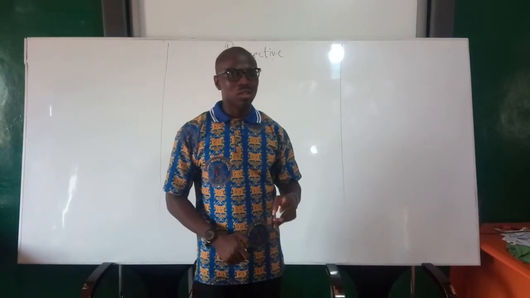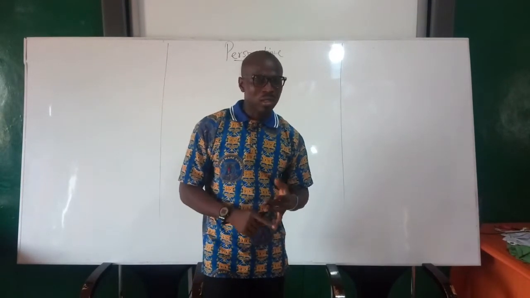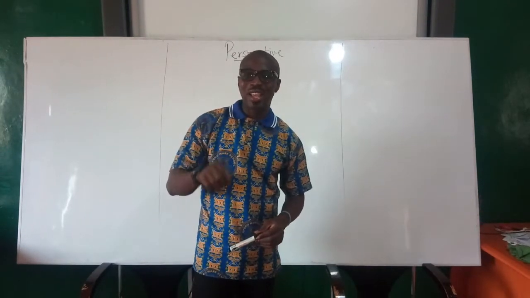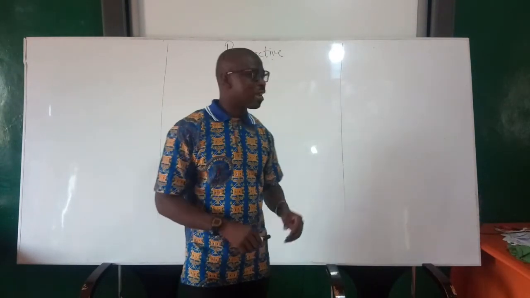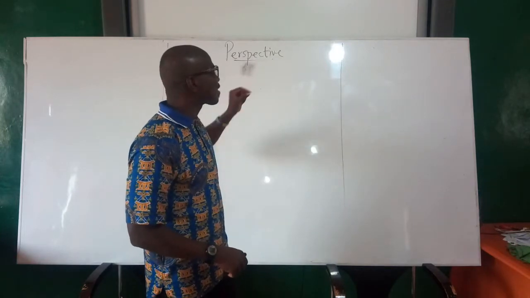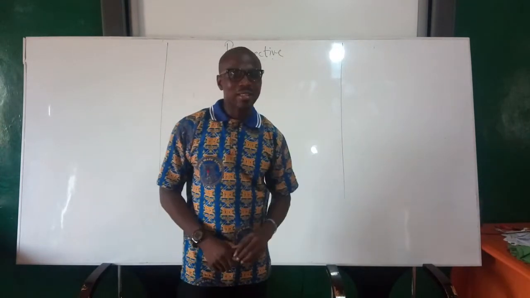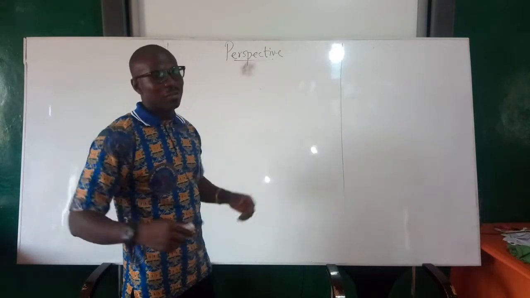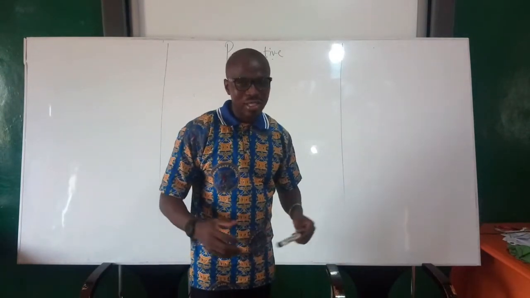So by the end of this lesson, you should have three things. One, you should be able to explain perspective. Two, you should be able to explain the principles of perspective. And then three, you should be able to explain the types of perspective with examples. Now let's set the ball rolling. What is perspective?